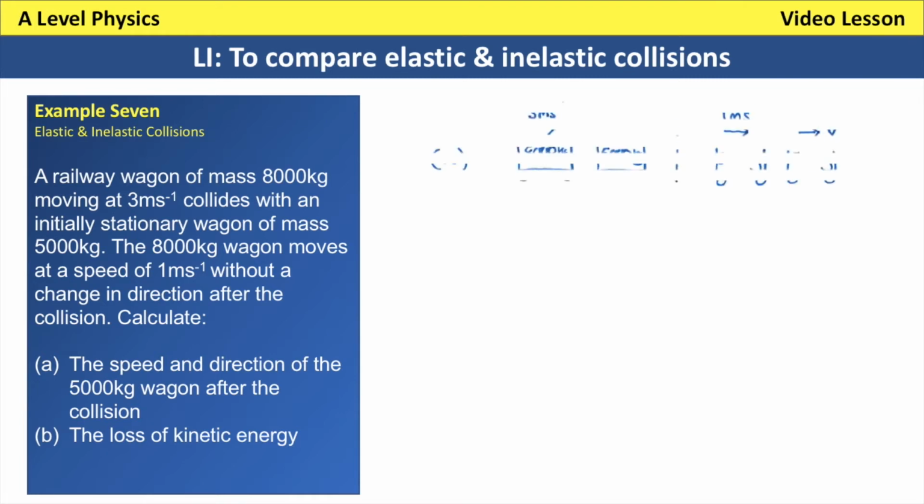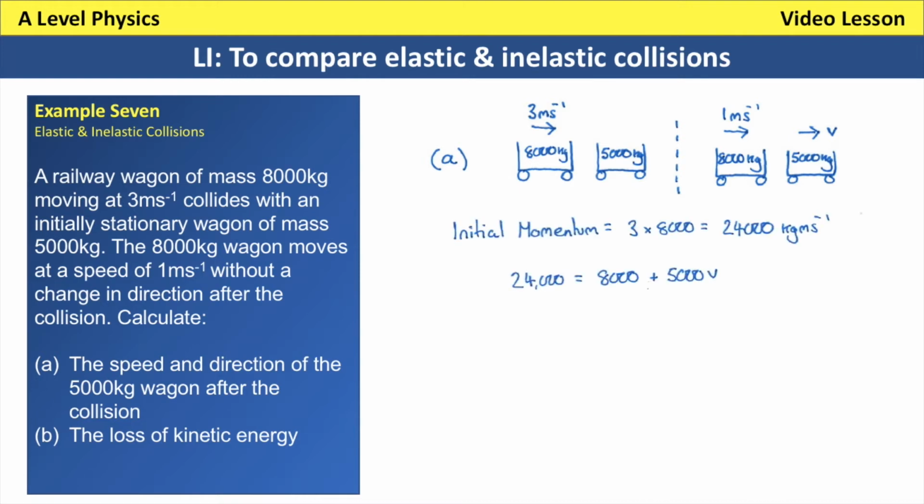Definitely draw this out to make sure we don't make any mistakes, folks. So the 8,000 kilogram wagon was moving at 3 meters per second and it's hitting that stationary wagon. We want to work out the speed that it then leaves away at, as shown from that diagram there. I've labelled it v. So we can work out what the total momentum before was.